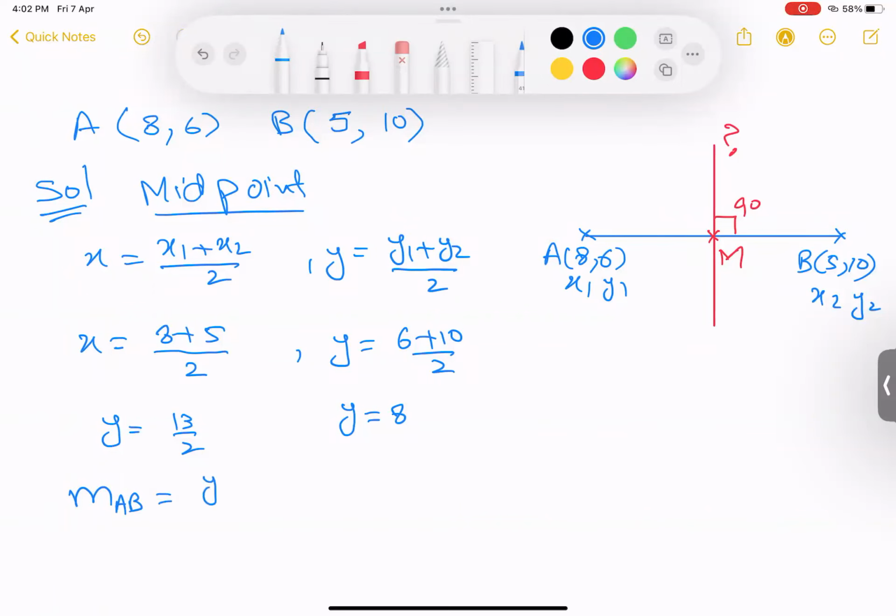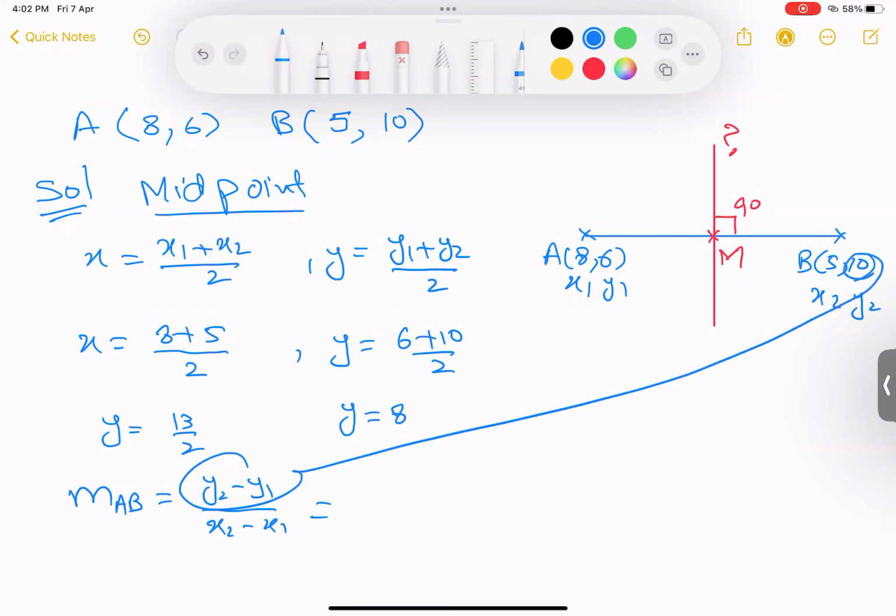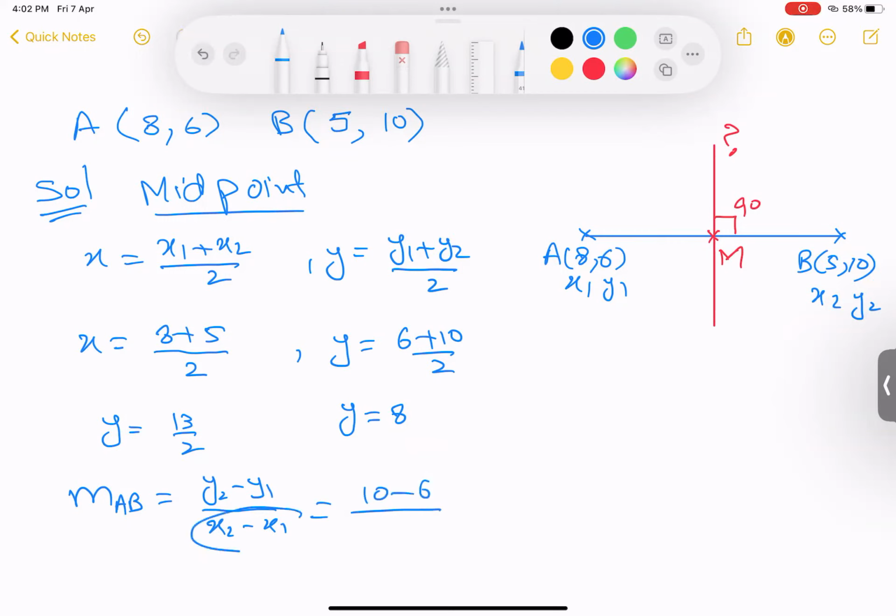And what is the formula? y2 minus y1 over x2 minus x1. So I'm plugging in y2 minus y1: 10 minus 6. x2 minus x1 means 5 minus 8. And I'm getting 4 by -3. You can write the negative below, or above, or in the middle, no issue at all. Okay. So this knowledge, you have an idea. I think this part is clear.